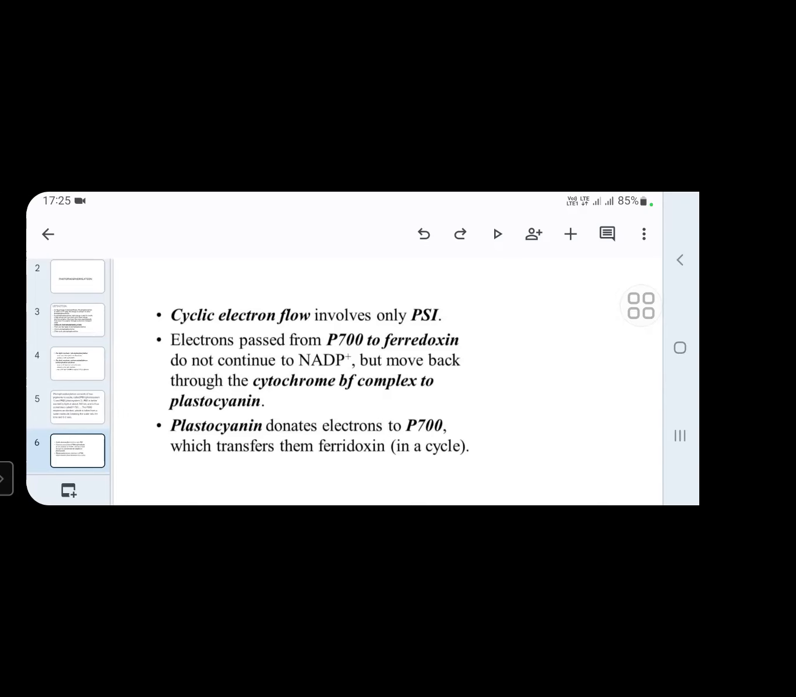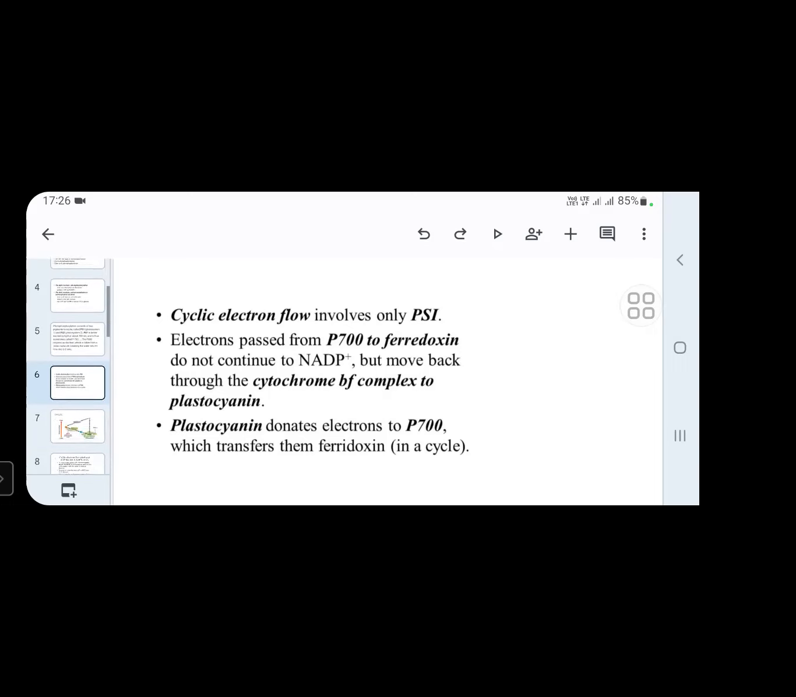Cyclic photophosphorylation is very important because it provides a source of ATP that is independent of the production of NADPH. Electrons passed from P700 to ferredoxin do not continue to NADP plus but move back through the cytochrome b6f complex to the plastocyanin. You have little knowledge of this in the 4th semester. It is very important in the theory examination also. So I will give the cyclic and non-cyclic photophosphorylation in detail.